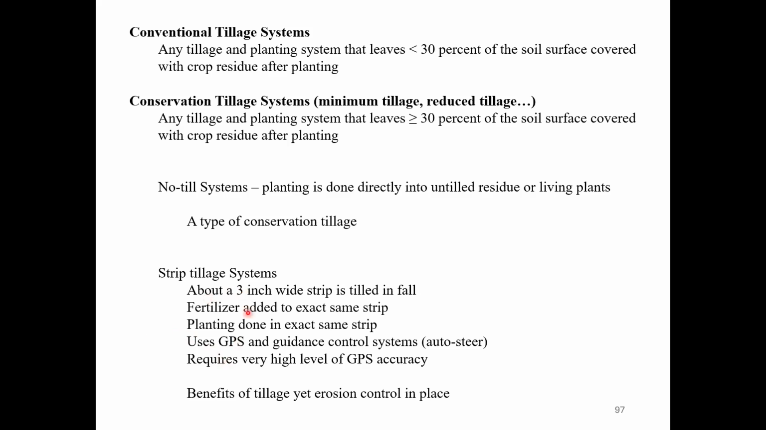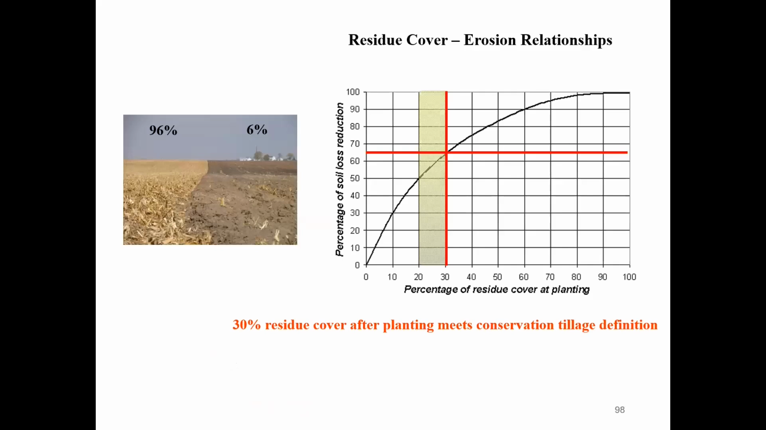And what it's going to do is it's going to give us all the benefits of no-till, and it's going to fight one of the problems that no-till has. So this graph shows the residue cover on the x-axis and the amount of erosion that would occur on the y-axis. So if you have 100% residue cover, you're going to eliminate all the erosion, basically. If you have 30% residue cover, you're going to reduce 65% of the erosion. So it's not a linear relationship. So a little bit of residue controls a lot of erosion.